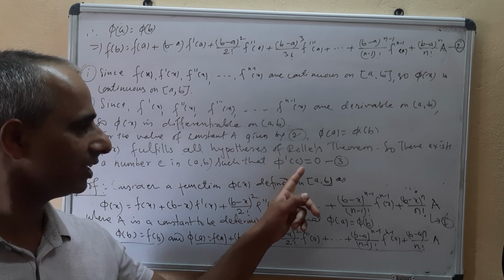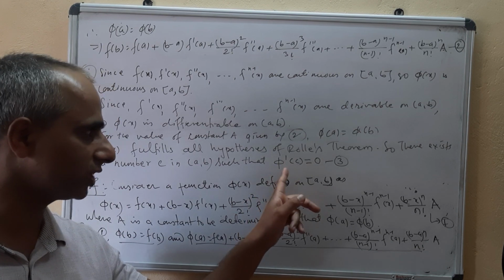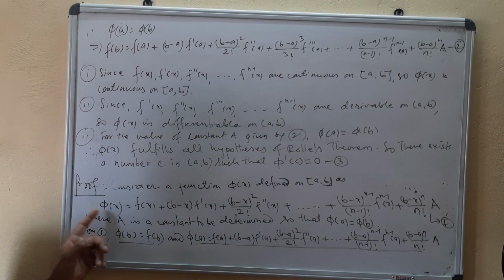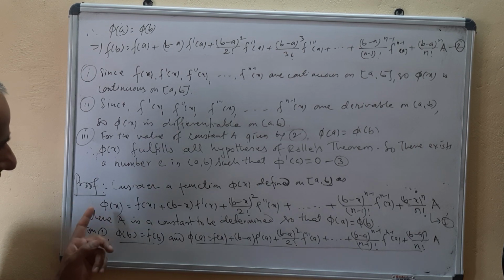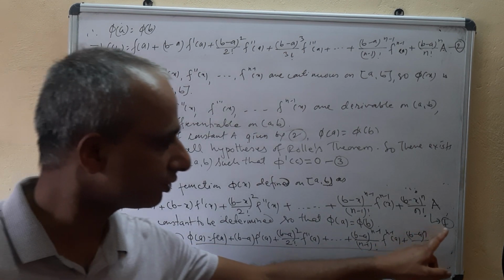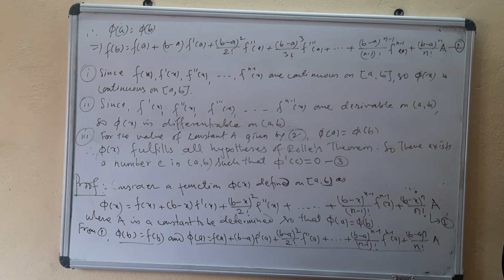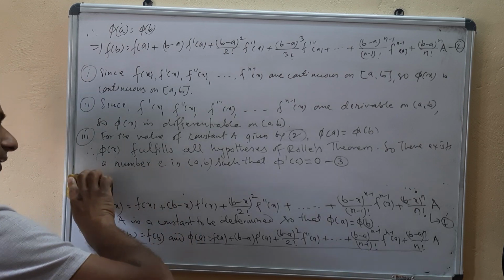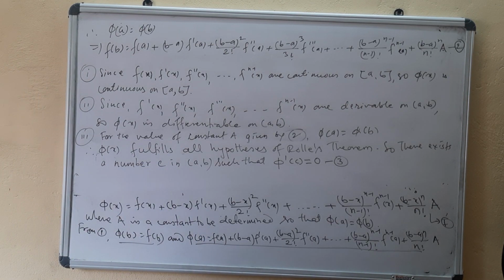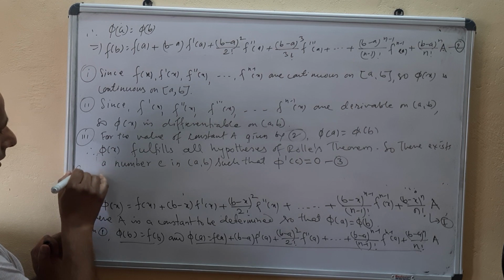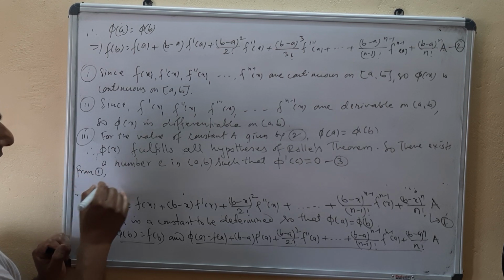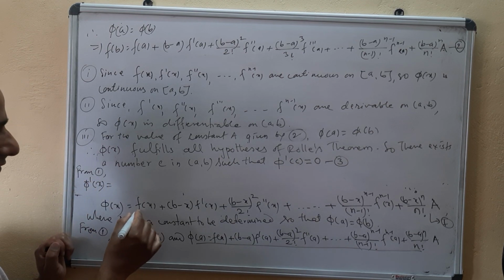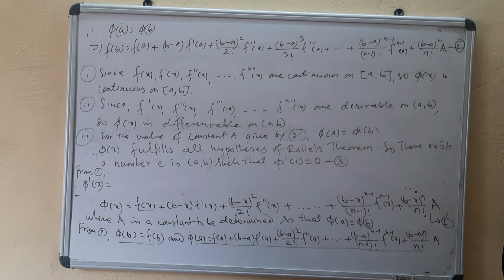But to use this condition phi dash of C equal to 0, we need phi dash x at first. So we'll first find phi dash x from the expression 1. So from 1 you can write phi dash x. Let's do term by term differentiation here.